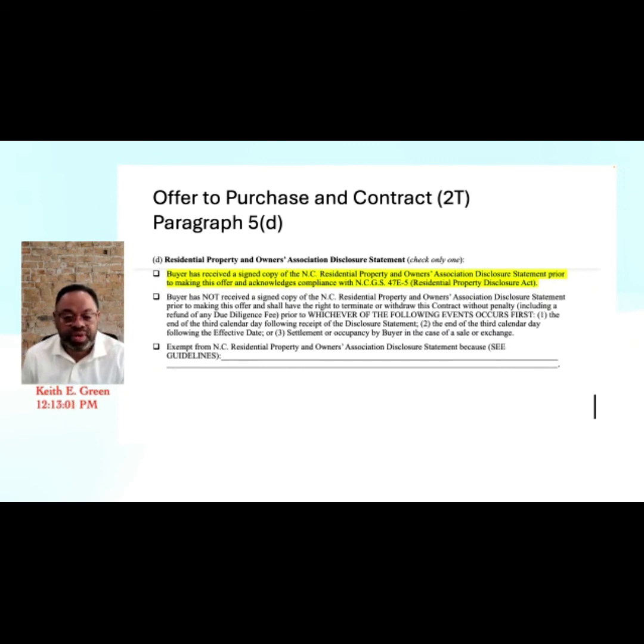Okay. Now, if you look at the second bullet, it says buyer has not received the signed copy of the Residential Property Owners Association disclosure statement prior to making this offer, and shall have the right to terminate or withdraw the contract without penalty, including refund of the due diligence fee. Now, if you never received a copy, period, prior to or during the negotiations, if it was never provided, then yes, according to this contract, the buyers would be entitled to receive the refund of the due diligence fee.